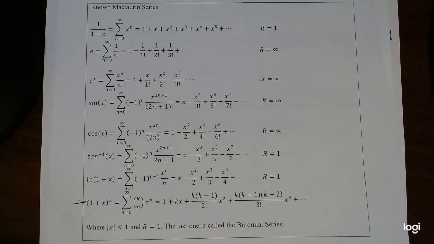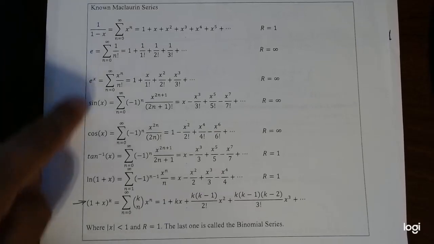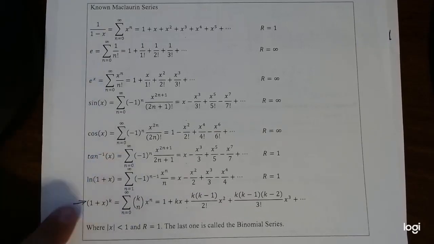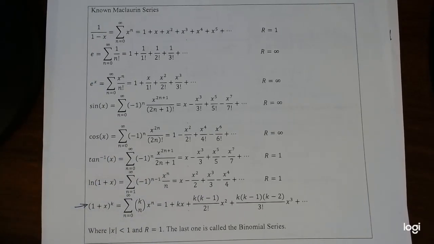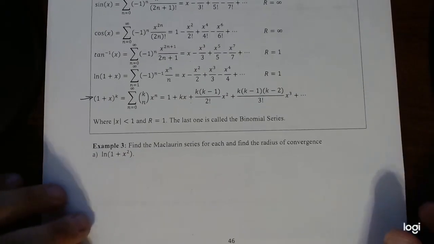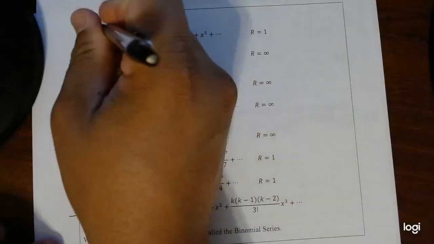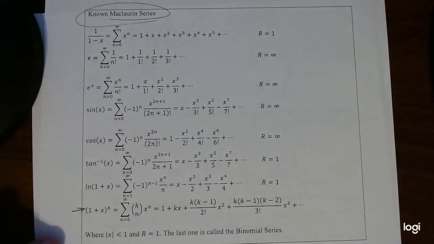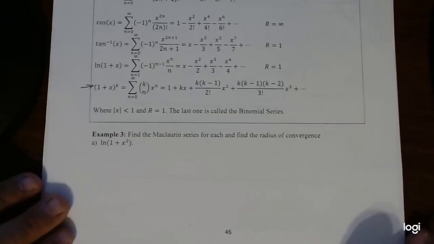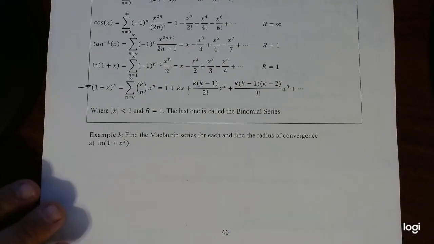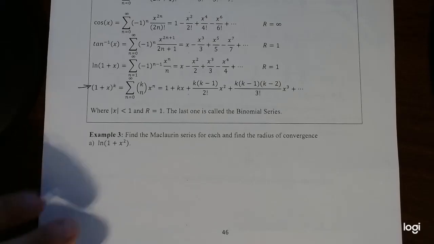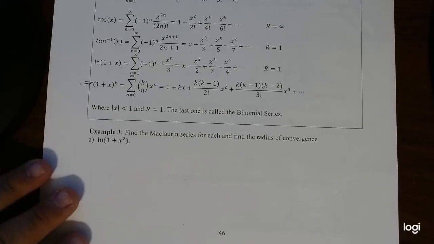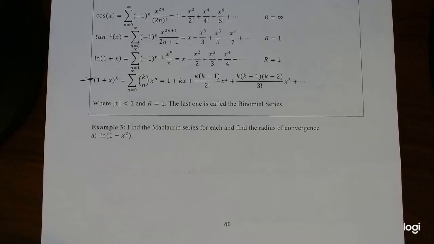So given all of these, if I tweak them, can I rewrite a new series based off this information? Let's look at example 3 to see that. The key thing is these are all Maclaurin series, not Taylor series. Be careful about that. This one says find the Maclaurin series for each and find the radius of convergence. So just like the last question, we want the Maclaurin series and its radius of convergence.